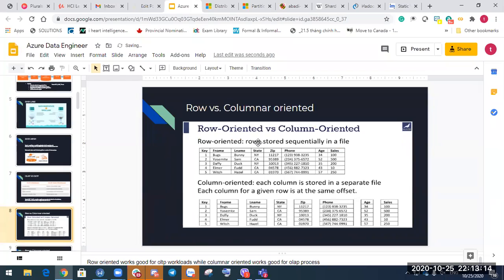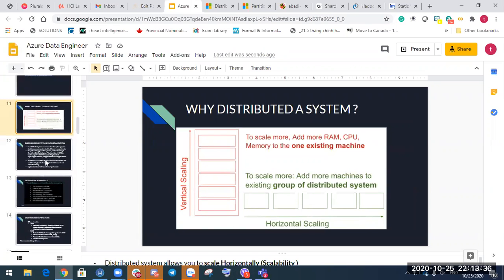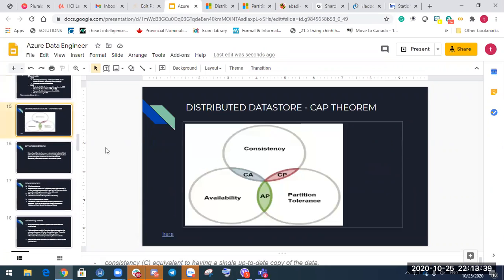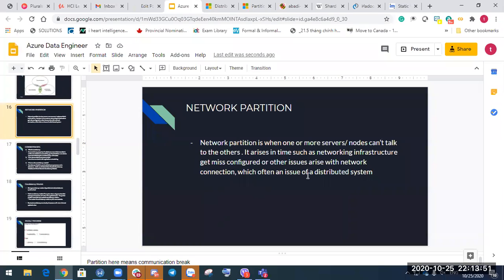Again, row and columnar oriented. It's not only for the exam. If you want to be in a profession where you interact a lot with databases, you need to remember this by heart. And if you want to build your career in big data engineering, or anything related to big data, you need to learn about distributed systems. So vertical scaling, horizontal scaling. CAP theorem, very, very important, is the fundamental of a lot of other theorems that modern distributed system databases use. Again, network partition is different from the data partition you have learned by now.